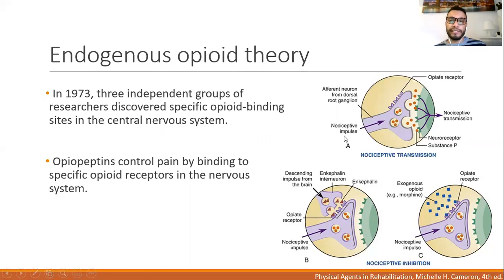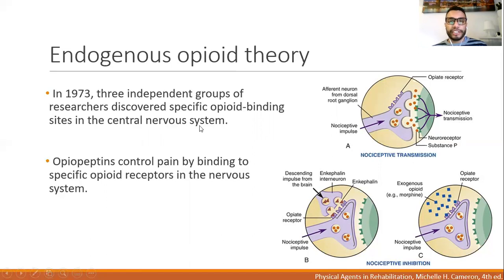Normally, we have a nociceptive impulse that will release substance P from the vesicles here. Normally, the substance P is trapped in the vesicles, and when there is a nociceptive impulse, those vesicles open, okay, and the substance P goes out of the nerve cells. Substance P is a neurotransmitter, which transmits pain, okay? So substance P binds to nociceptive receptors, as you see here. So these nerve cells communicate with another nerve cell, okay? And then nociceptive transmission occurs. So here, transmission of pain occurs.